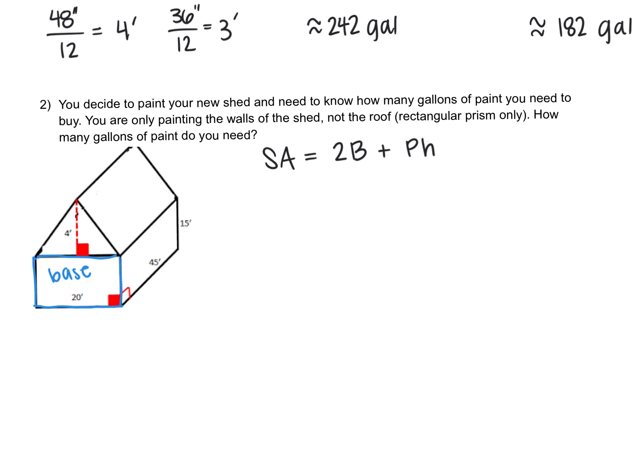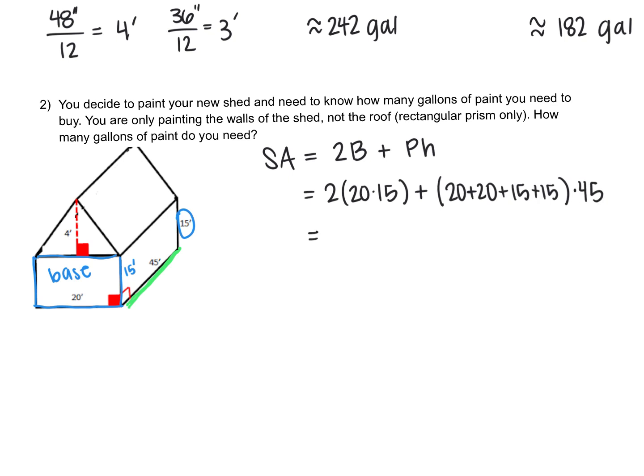So we know the length of that is 20, and this 15 is also going to be the height of that base shape. So we're going to do 2 times 20 times 15 plus, and then for my perimeter, I'll have 20 plus 20 plus 15 plus 15, because it is a rectangle. So we have 2 sides that are the same. And then for the height is going to be the side that connects your 2 bases. So in this case, my height is my 45 feet. So times 45.